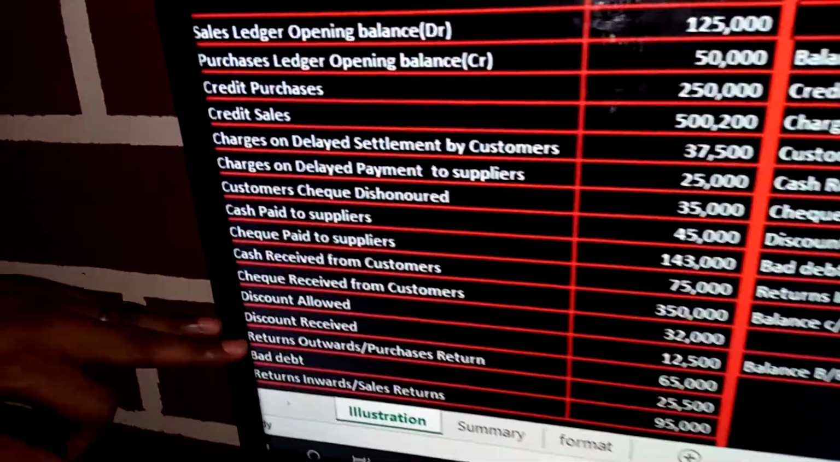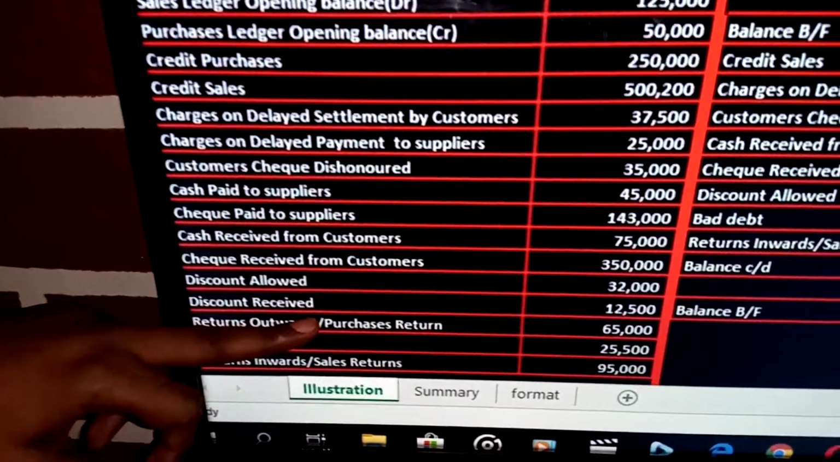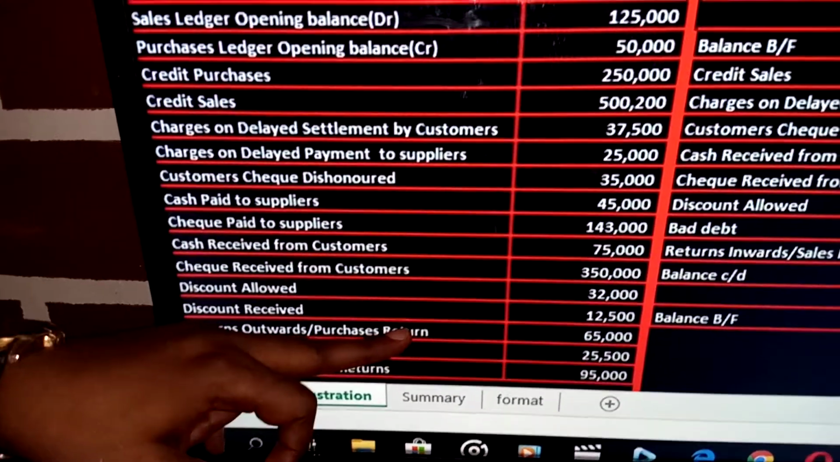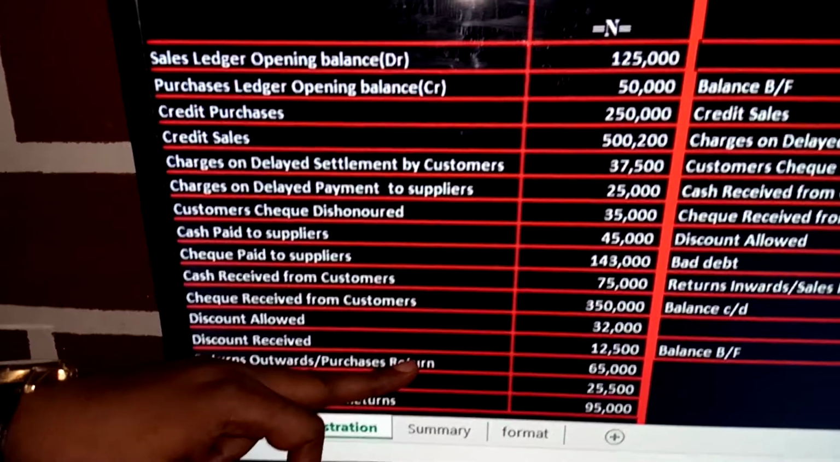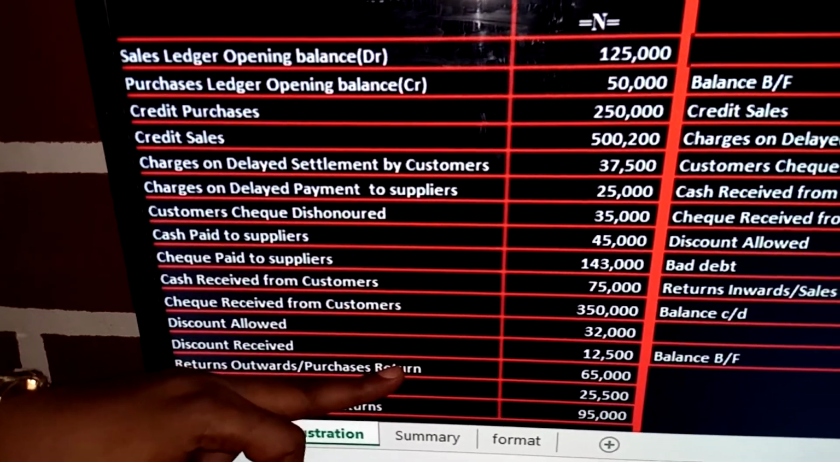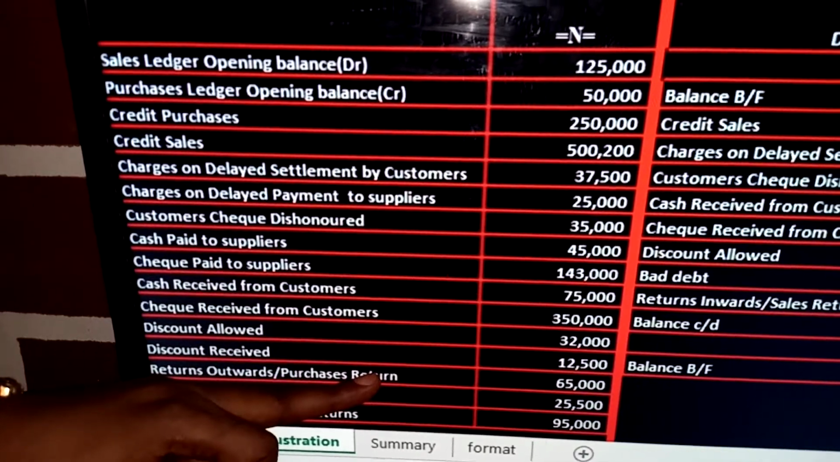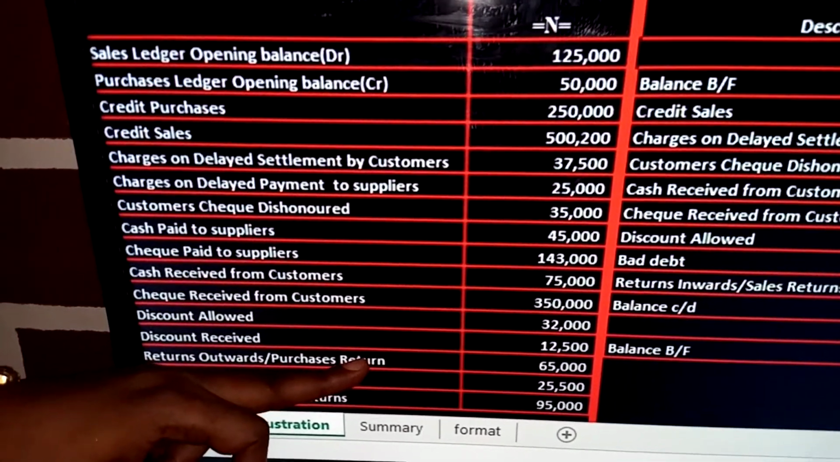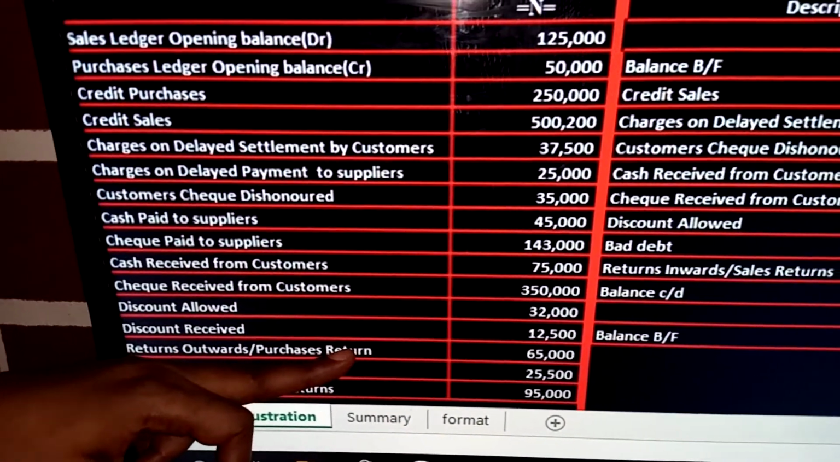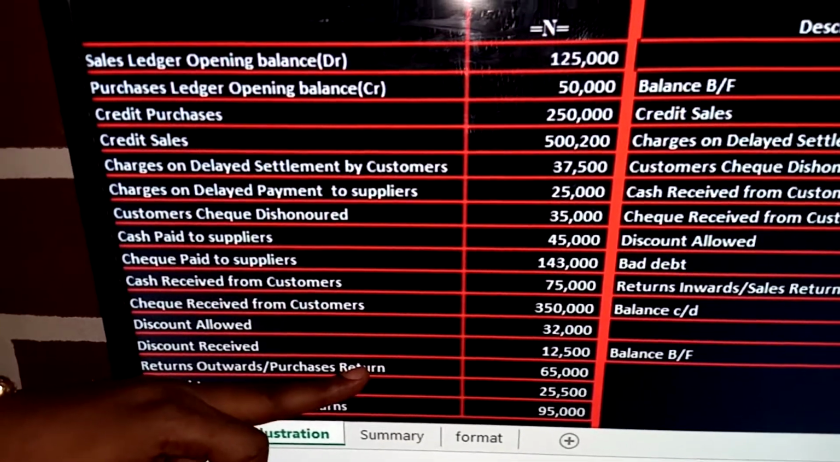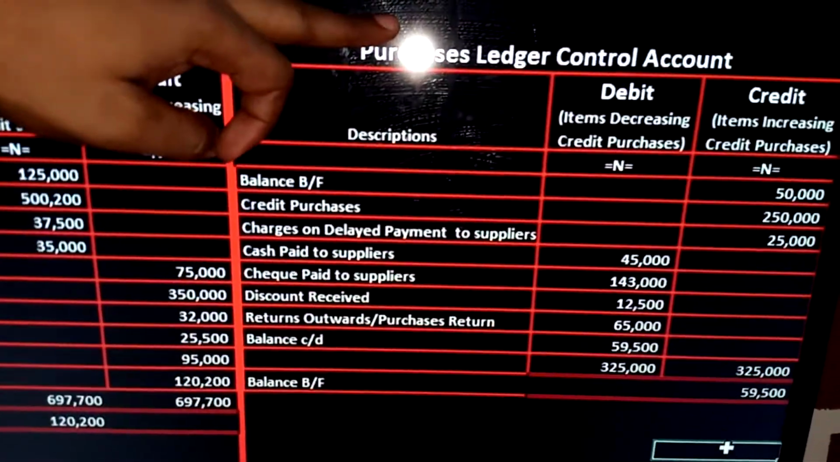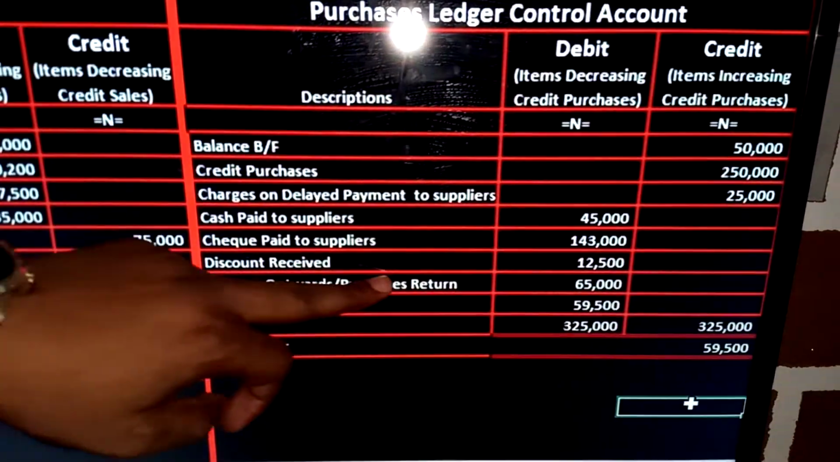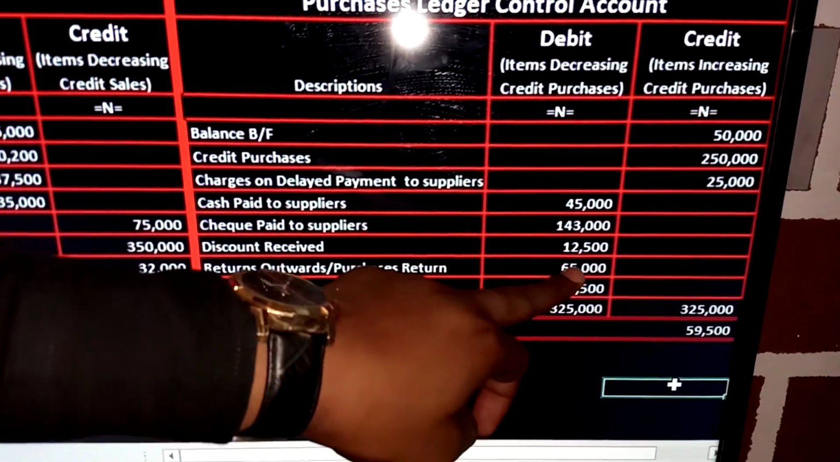The next one here is returns outward or purchases return. What's returns outward? You purchase from your supplier, you return part of it to them. That will reduce what you're owing them. Okay. And I told you that if it's reducing what you're owing suppliers, what do? You debit it to purchase ledger control account. If it is increasing it, you credit. So this is reducing it, so we debit it to purchase ledger control account. Okay. So we have returns outward or purchase return 65,000.